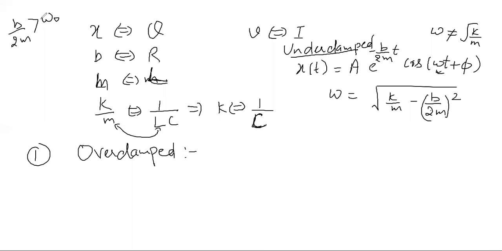यहाँ पे आप इन सब टर्म के इक्विवेलेंट टर्म प्लेस कर दीजिए. b is equivalent to r, m is equivalent to l, r upon 2l is greater than omega naught, and omega naught is your frequency of LC circuit, ideal LC circuit जिसमें कोई resistance नहीं है. So your omega naught here is equal to 1 upon square root of LC, right? This would be your overdamped case.